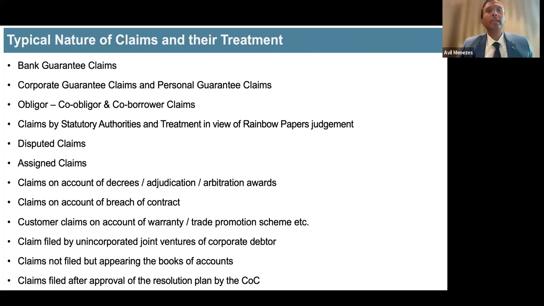As far as nature of claims and their treatment, I think bank guarantee we have covered, corporate guarantee, personal guarantee claims. A very interesting discussion I'll tell you on personal guarantee. So corporate guarantee claims are to be accepted. Whether corporate guarantee is invoked or not invoked doesn't matter. If the corporate debtor has given a corporate guarantee, then the claims will have to be accepted as a financial creditor and they will get a seat on the committee of creditors.